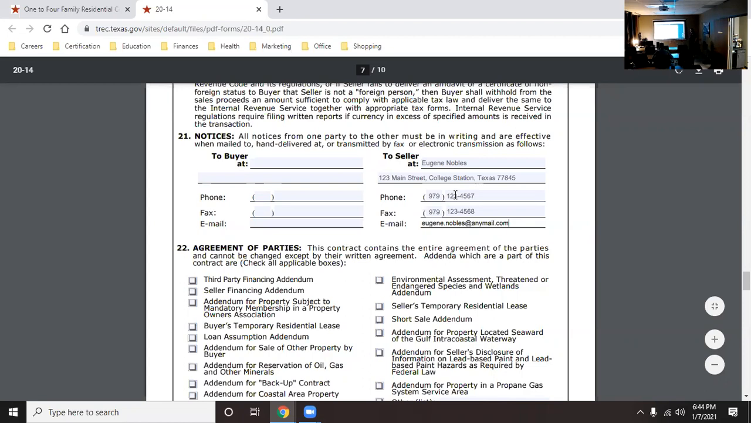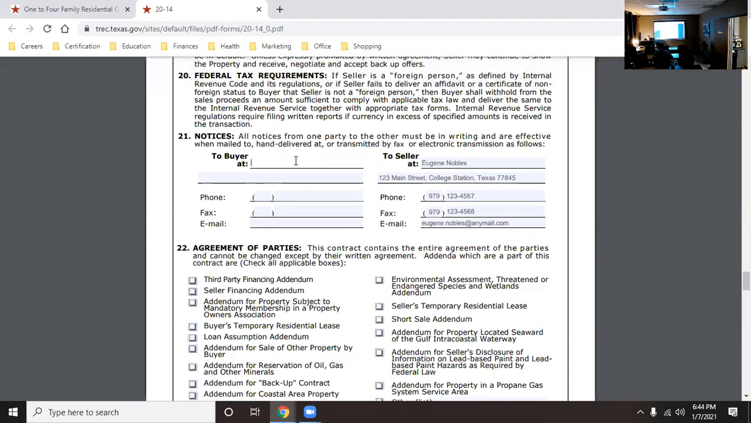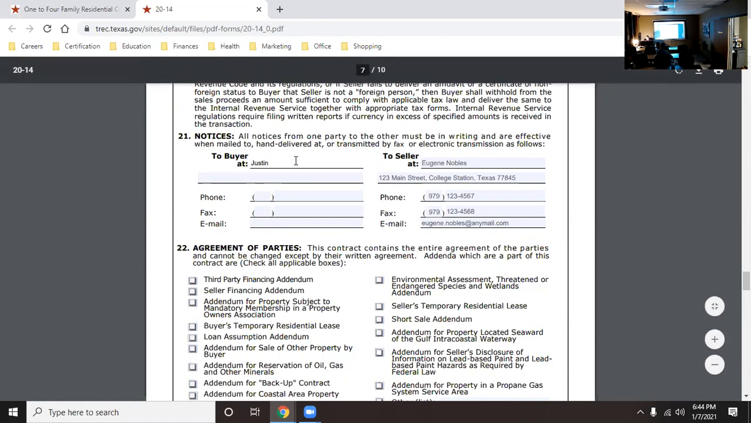I represent the buyer. So I come in here as an experienced agent. I walk in and I'm representing Mr. Colton here. So I put in this situation, Justin S. Nobles, care of buyers, (979-557-2289), 979-383-2199, admin@noblesrealtygroup.com.